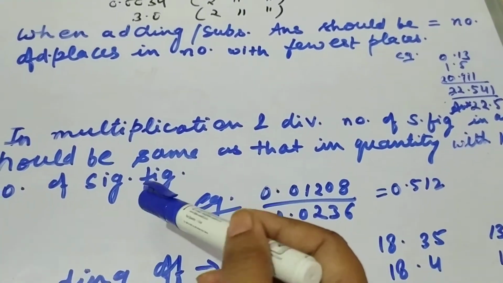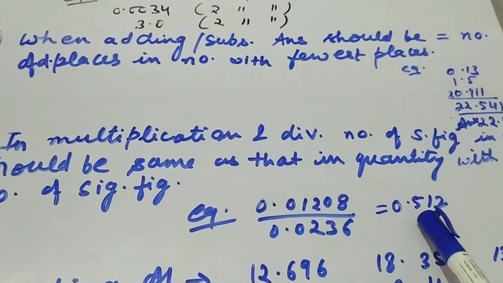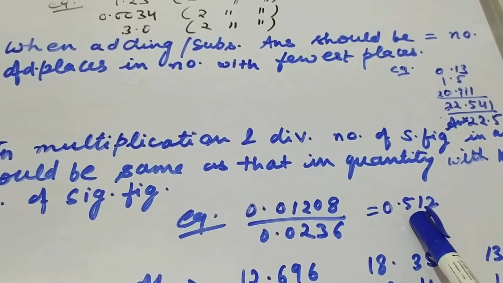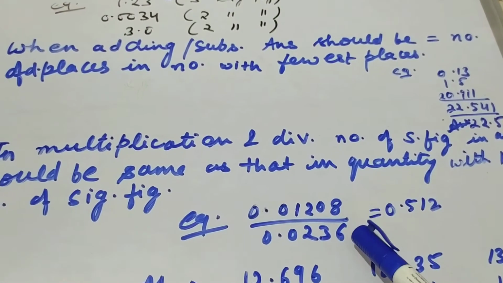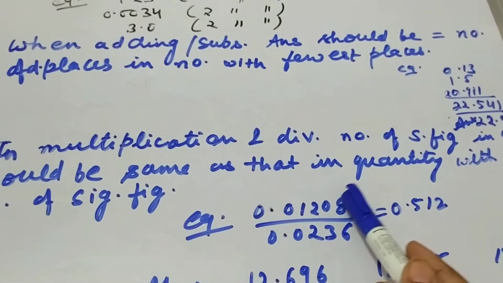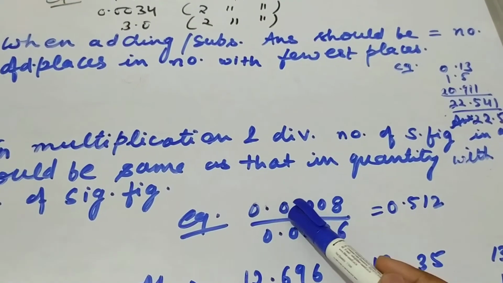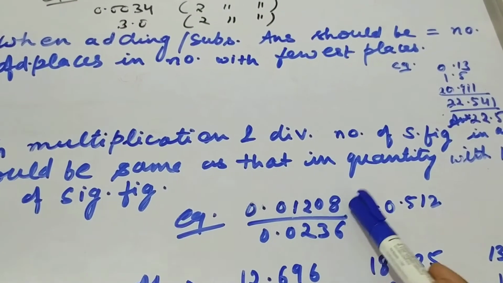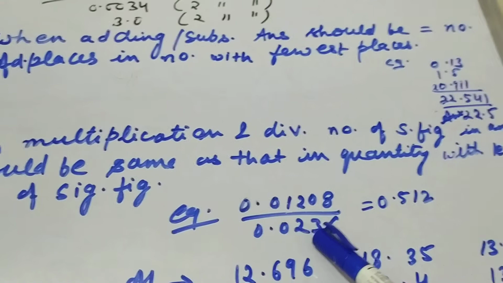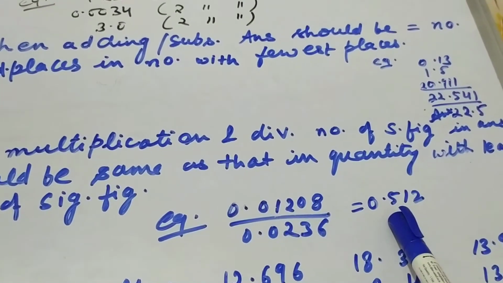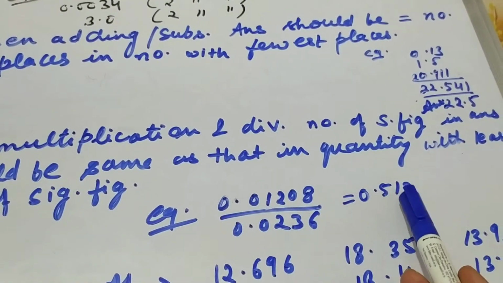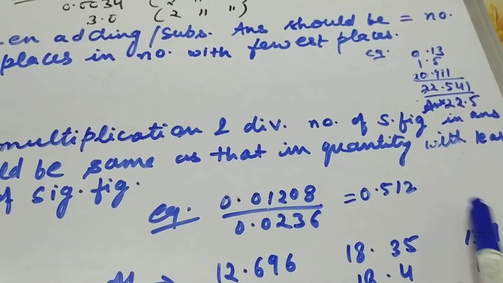In case of multiplication and division, the answer should have the same significant figures as the quantity with the minimum number of significant figures. In this one there are four significant figures, 1, 2, 3, 4, and in this there are three significant figures, 1, 2, 3. So the answer should also contain three significant figures, that is 1, 2, 3. So the answer is 0.512.